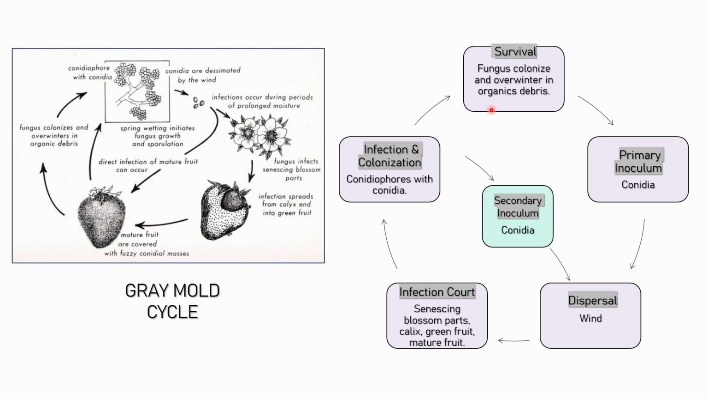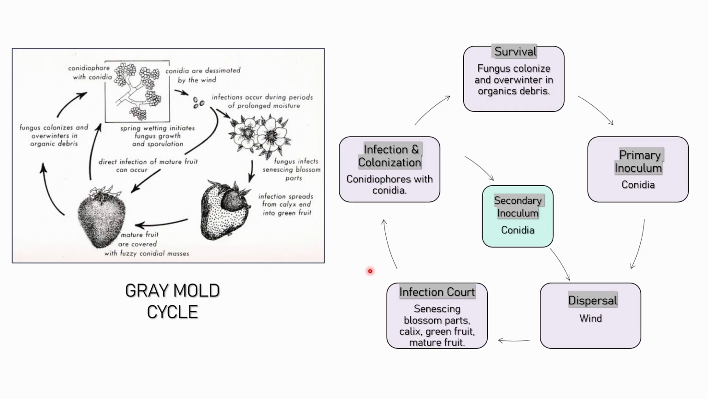So these words are survival, primary inoculum, dispersal, infected host, infection and colonization, and finally secondary inoculum. So this fungus colonizes and overwinters in organic debris. The primary inoculum is the conidia that is dispersed by the wind, and this conidia land in the senescent blossom part, calyx, green fruit, and mature fruit.